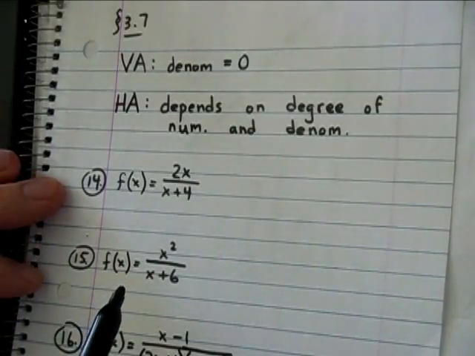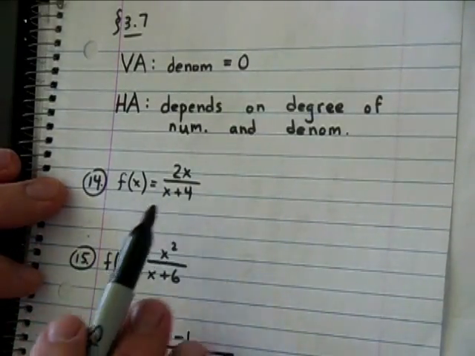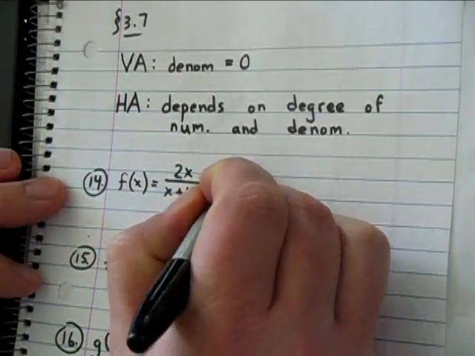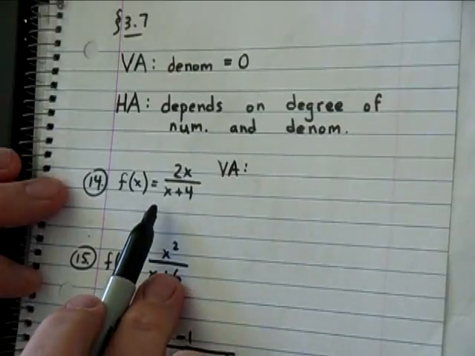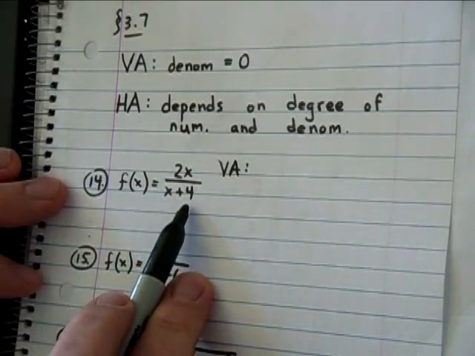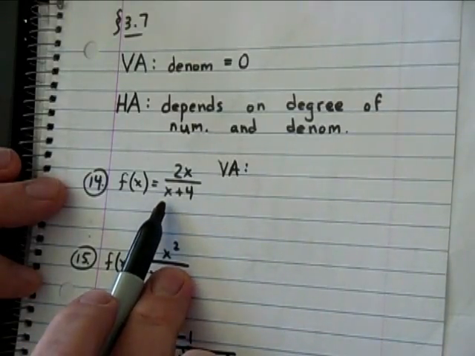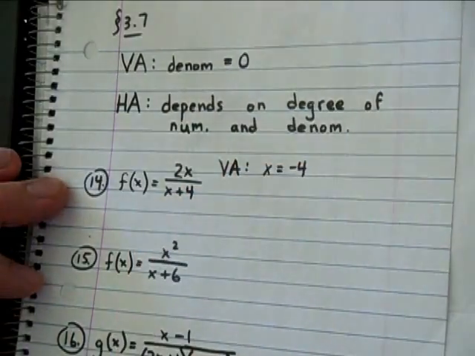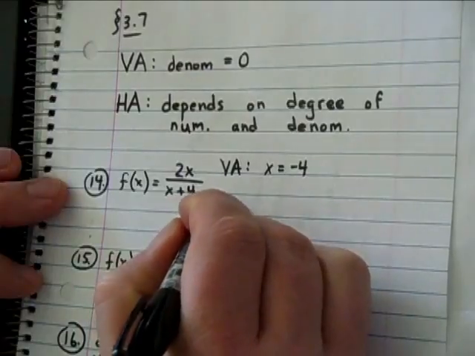Problem number 14 from 3.7. To find the vertical asymptotes, as we mentioned, we set the denominator equal to 0. Well, if the denominator is equal to 0, then that would mean that x must be negative 4. So the vertical asymptote is x equals negative 4.